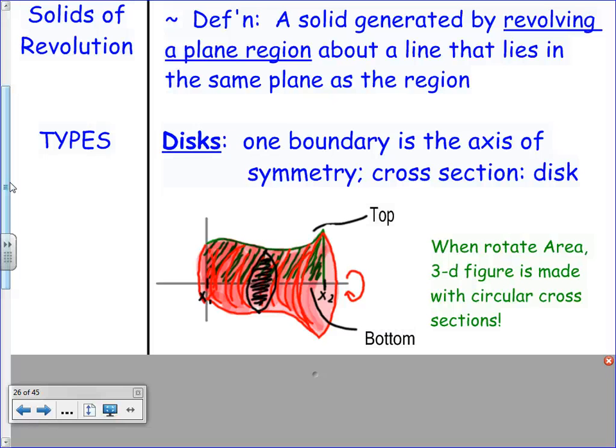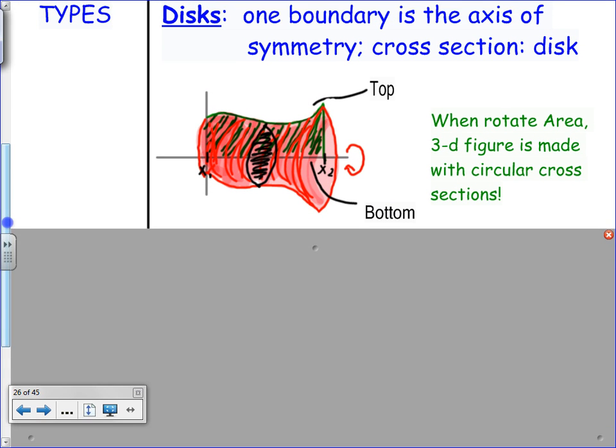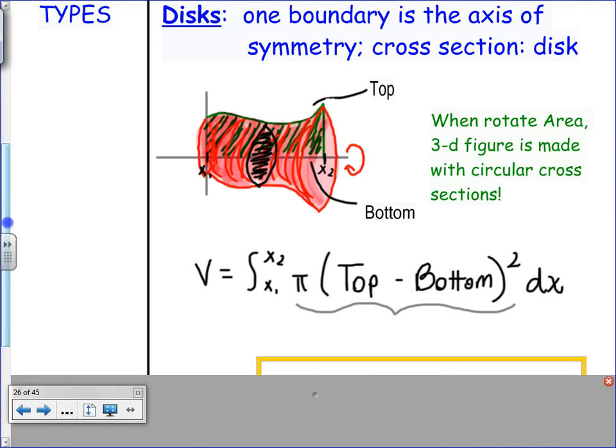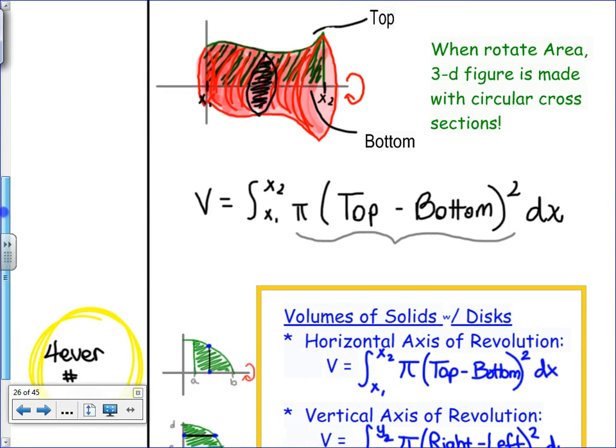As it revolves around the axis of revolution, whatever that might be, usually an axis like the y or the x, but it could be like y equals 10, or x equals 5, that gets interesting. It's going to generate a three-dimensional figure. Every time you revolve, you're going to have a circular cross-section, and every time you have a circular cross-section, you're going to use the area formula of pi r squared, which is what you saw demonstrated here.